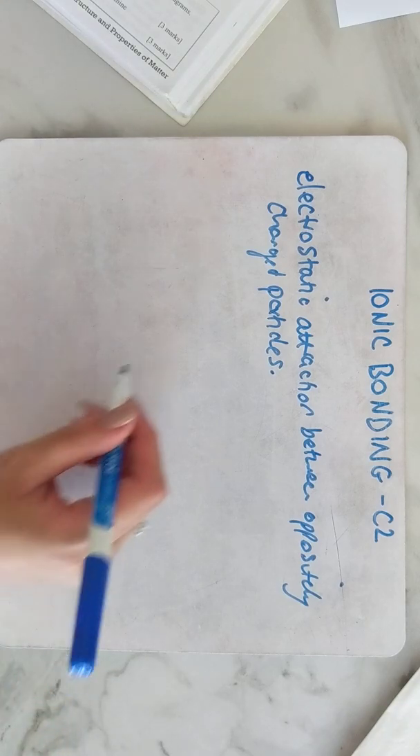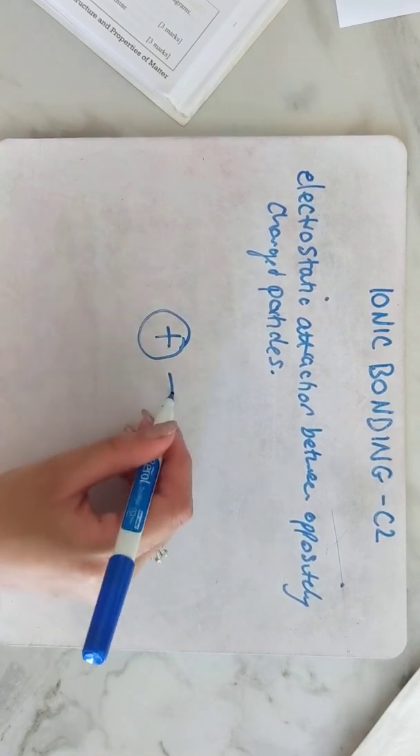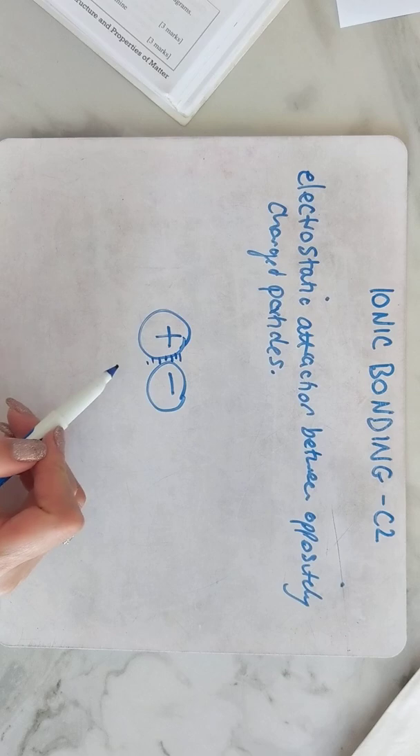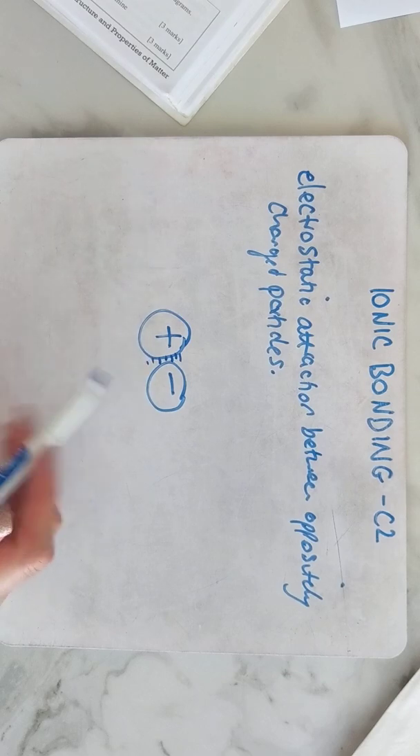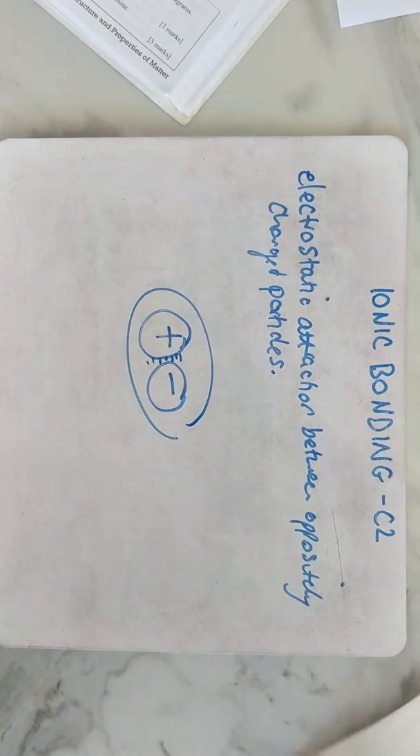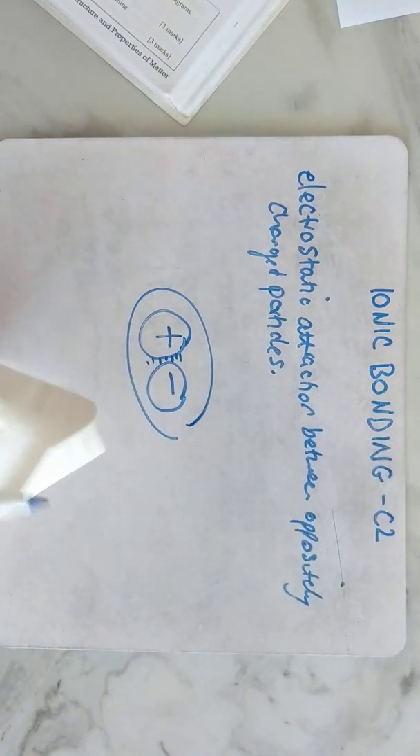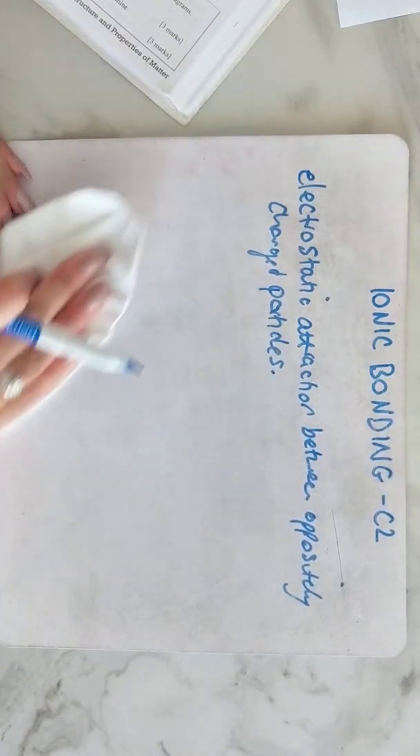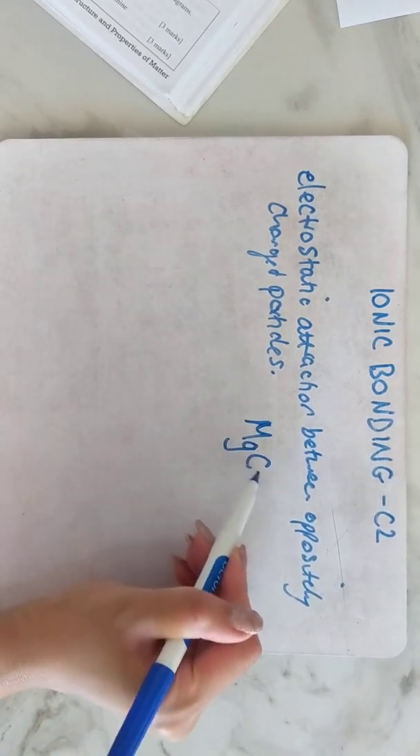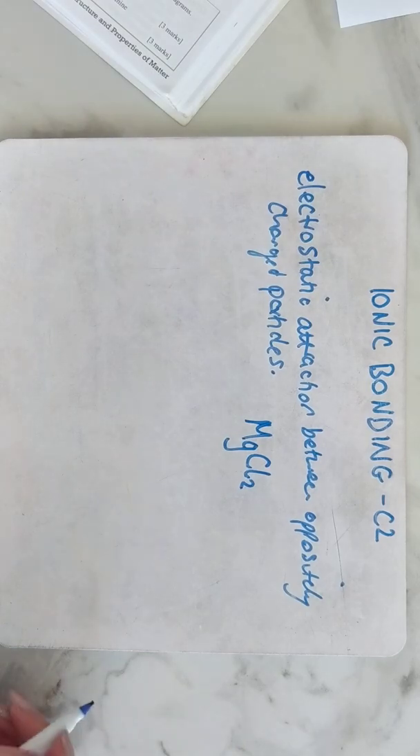It just means if you've got a positive charge, it's attracted to a negative charge. You know that from magnets. Positives and negatives attract, opposites attract. That is electrostatic attraction. Let's show the ionic bonding for the compound magnesium chloride, MgCl2.